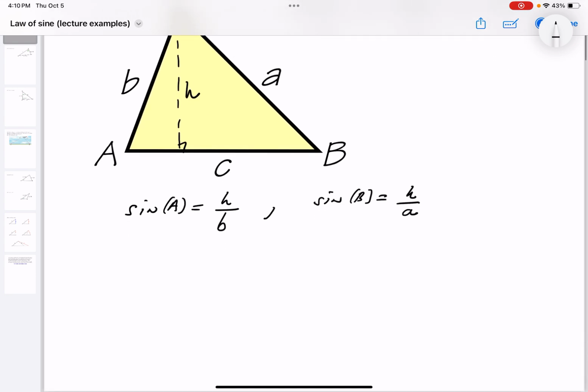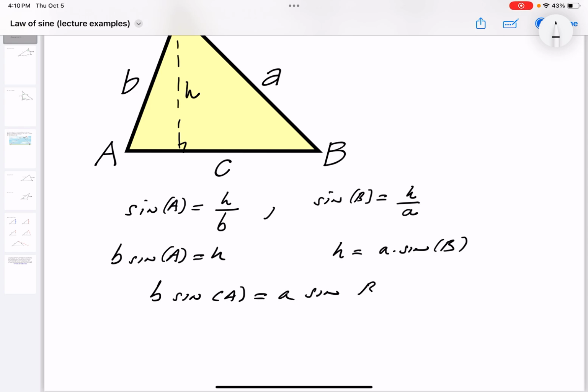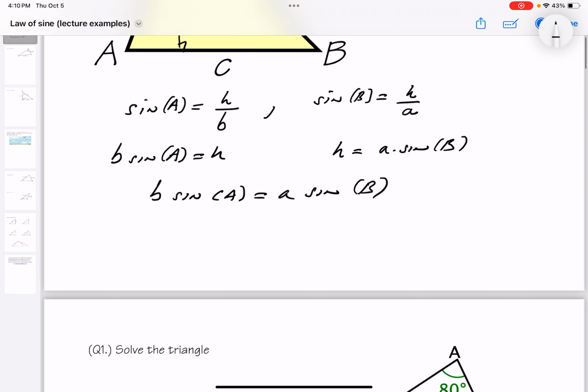All right, let me solve for h, so you get b times sine A equals h. And the other one, h would equal a times sine B. Well, h equals h, so b sine A equals a sine B. There's nothing wrong with that, but tradition has it we try to get things looking in a more memorable fashion.